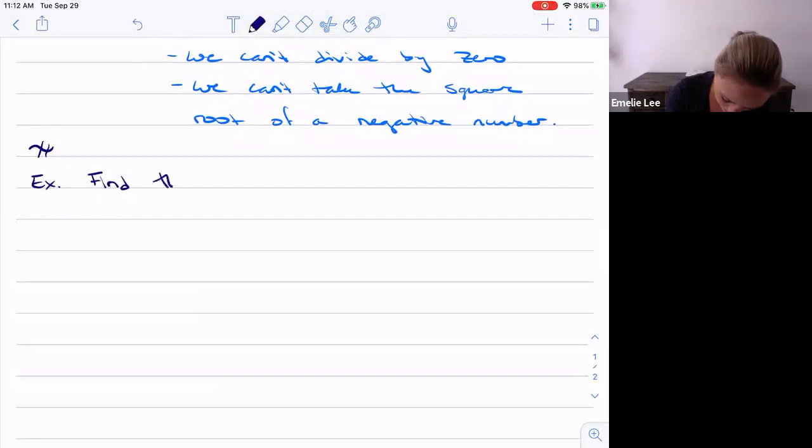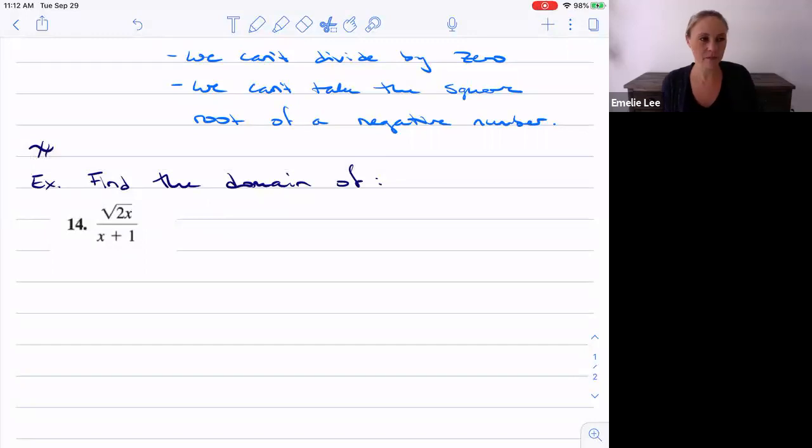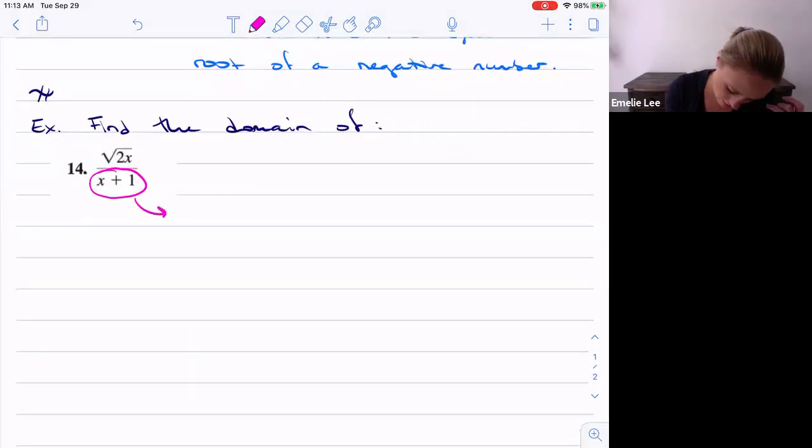Find the domain of this little guy. Root 2x over x plus 1. There are a couple of things we need to keep track of here. First thing, I can't divide by 0, and because I have a fraction, x plus 1 can't be 0. So, can't divide by 0.